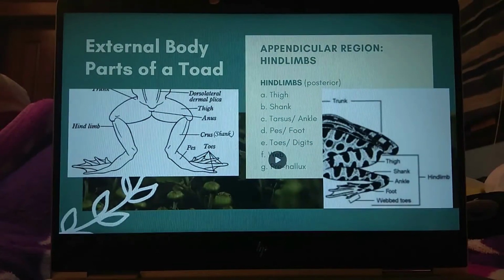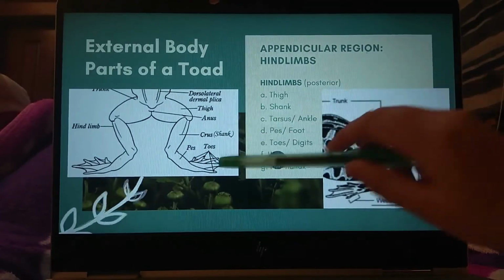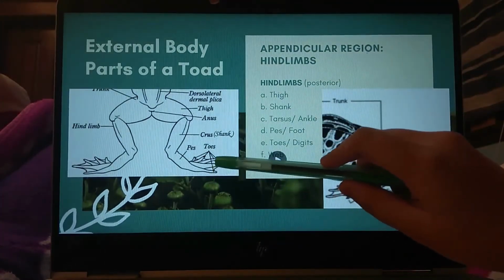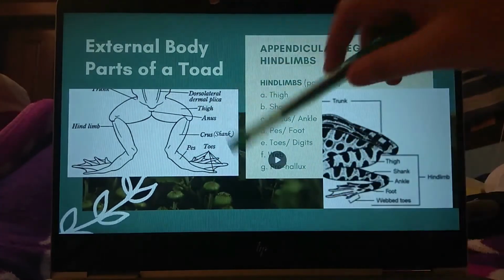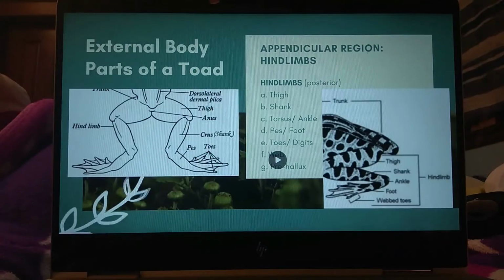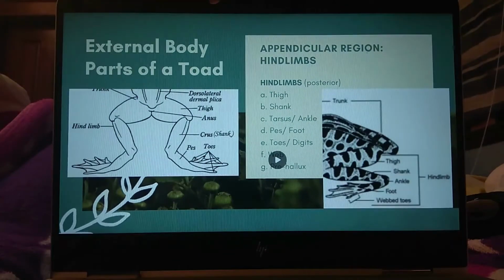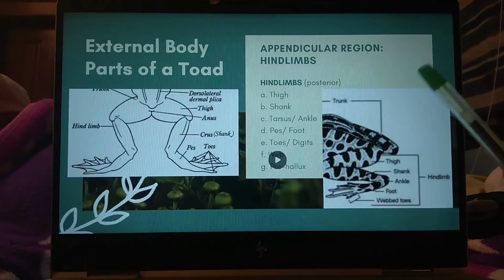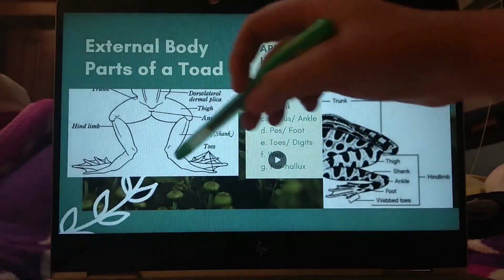And then the toes or digits, which are usually 5 in number, and they have webbed feet, which is a membranous extension of the skin connecting one toe to the other. And last, we have the prehallux, which is the small sixth toe, which may be missing, which is why it's not here.